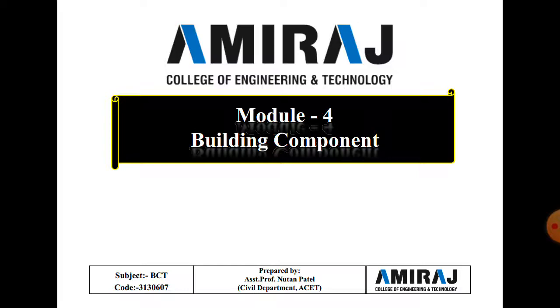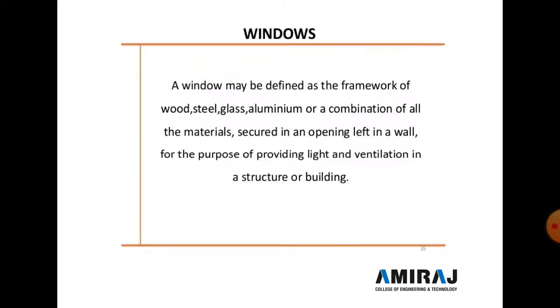And the types of hinges. So let's start a new topic, window. So what is a window? A window may be defined as the framework of wood, steel, glass, aluminum, or a combination of all the materials, secured in the opening left in the wall for the purpose of providing lighting and ventilation in the structure of the building.